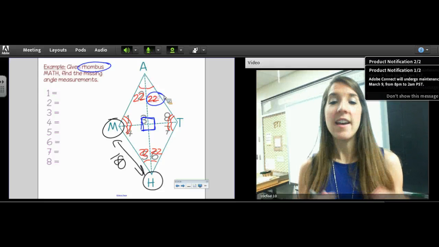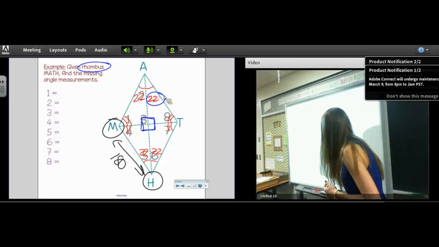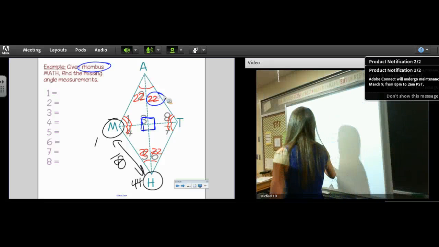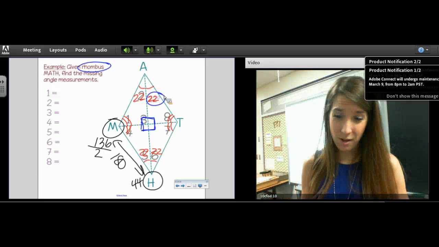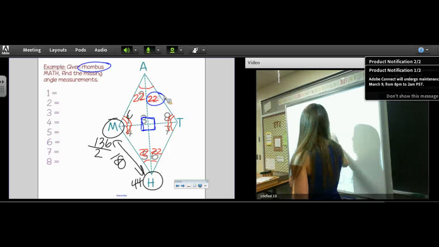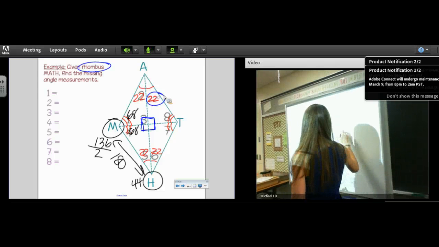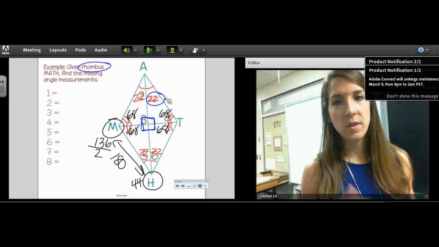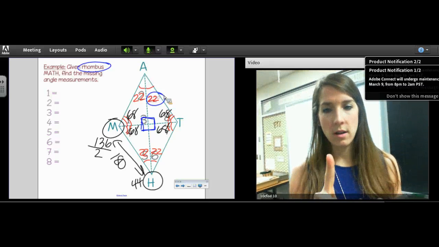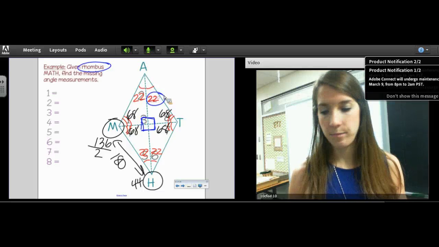Oh, good, you already got it. It's 136. So this one, the whole angle is 136, but we are going to cut it in half because in a rhombus, the angles are bisected. So 68, 68, 68, 68. So in a rhombus, with the diagonals drawn, if you know one angle, you know all of them.